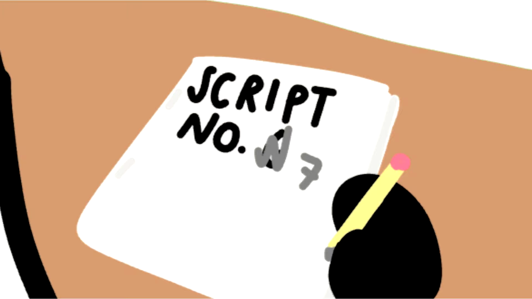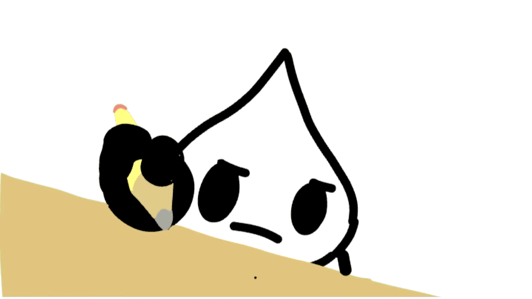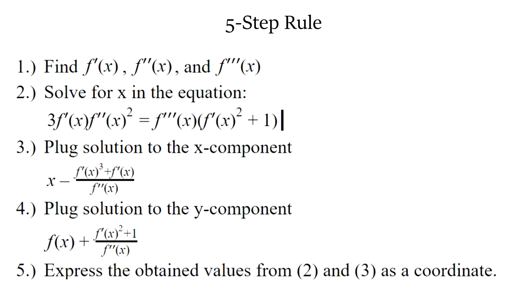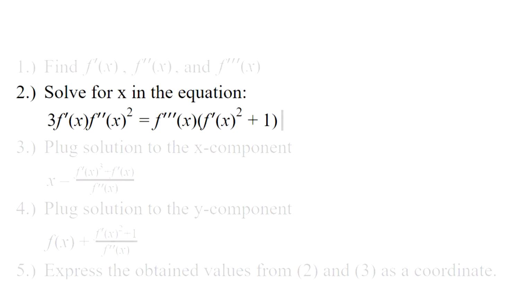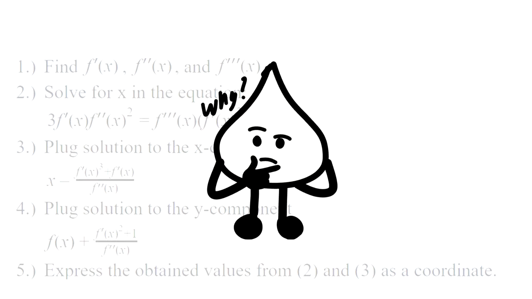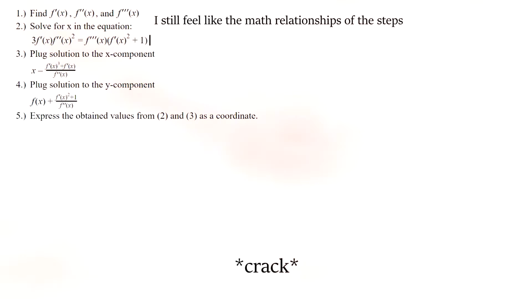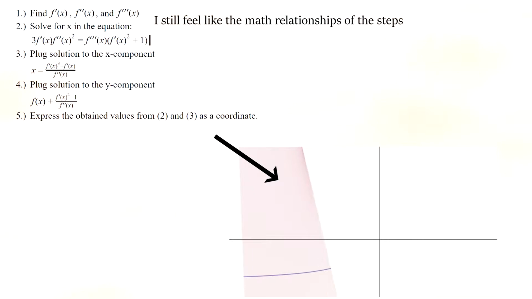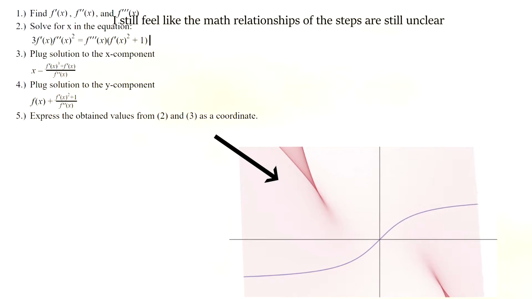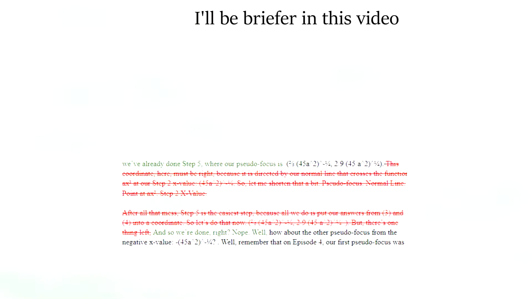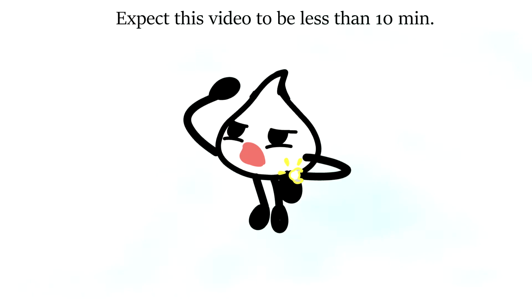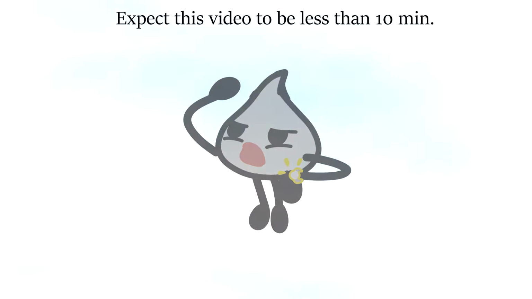Essentially, this will have the same formula as the ax cubed episode where we applied the 5-step rule to a function, because we want to get used to those steps. In the end, when we have completed all 5 steps, I will remind you of the significance of the values acquired from the steps, because I still feel like the mathematical relationships of the steps are unclear, and because I don't want a video that is full-on algebra. Lastly, I will also be much briefer in this video, so expect it to be less than 10 minutes.